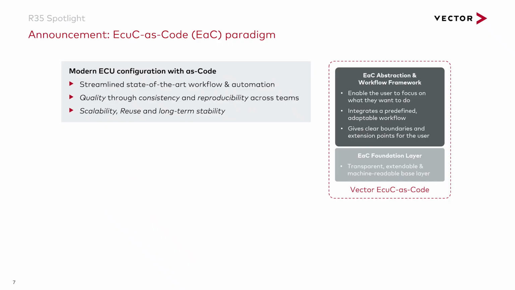EAC ensures consistent and reproducible quality across projects and teams, reducing variability and improving reliability. By providing a developer-friendly environment aligned with modern tooling and CI/CD practices, organizations can foster collaboration and streamline workflows. Additionally, building a scalable configuration ecosystem allows for reuse and long-term stability, which is critical for complex automotive projects.